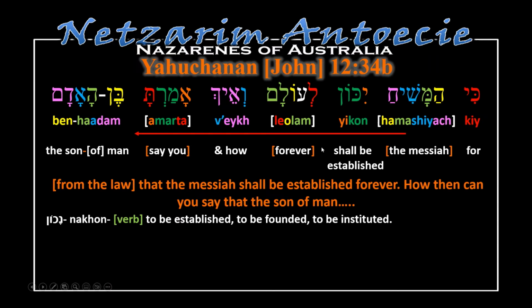Le'olam, forever. Ve'ekh, how. Ekh means how, and how. Amarta, you say, or say you. Ben ha-Adam. Ben is the son of man. From the law that the Messiah shall be established forever, how then can you say that the son of man?